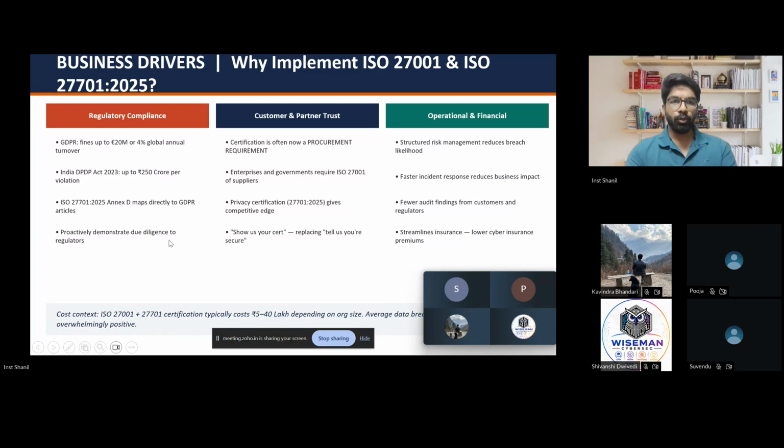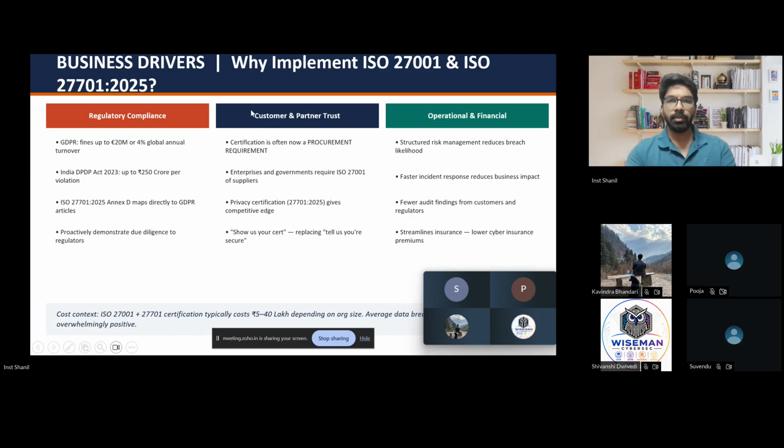Proactively demonstrate due diligence to regulators. For all the regulatory authorities, if you are maintaining annual certifications and annual renewals, you can proactively demonstrate that you are being compliant with respect to data security or information security. So that is the benefit on the part of regulatory compliance.